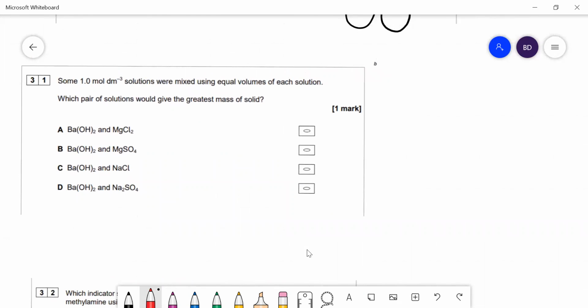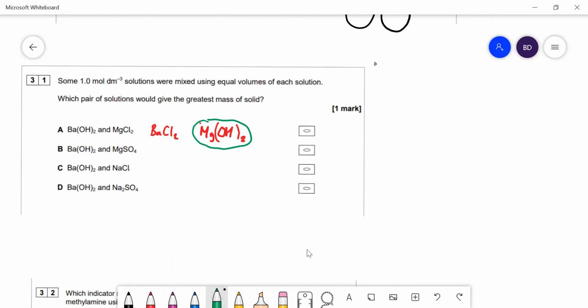So let's see which. So this one is going to give us barium. Actually, there'll be no reaction there. Oh yeah, there would be, because you get barium chloride, and the magnesium is going to precipitate out. So that's going to give you the solid, that one.